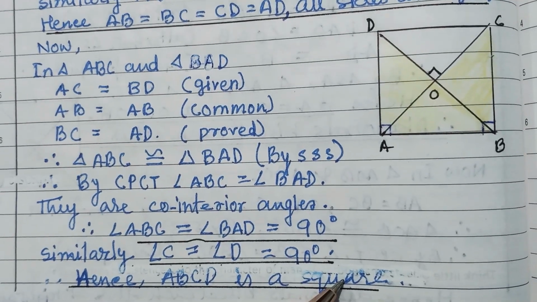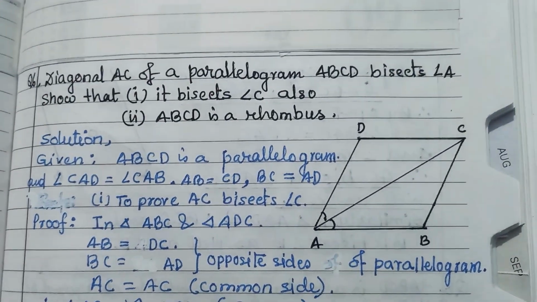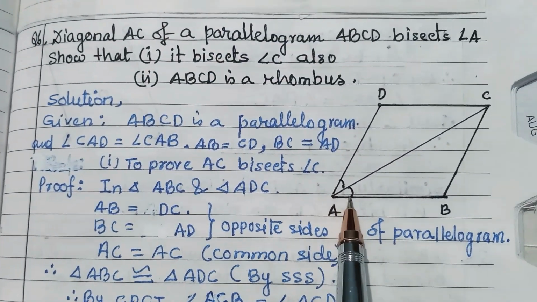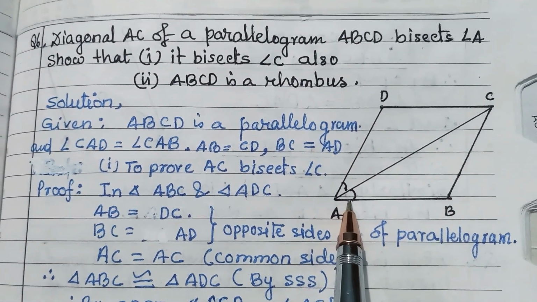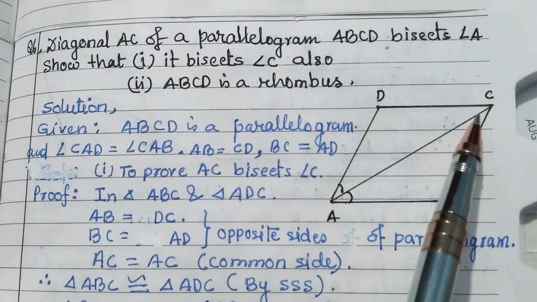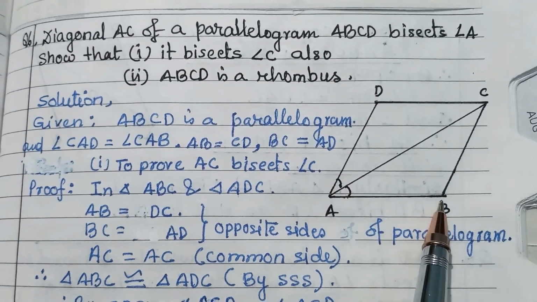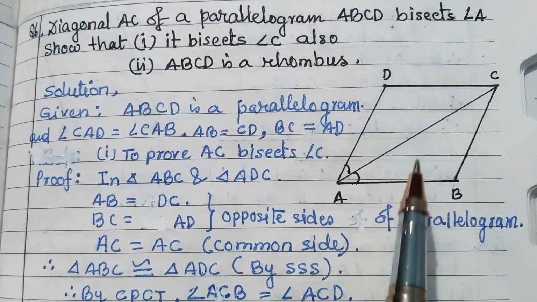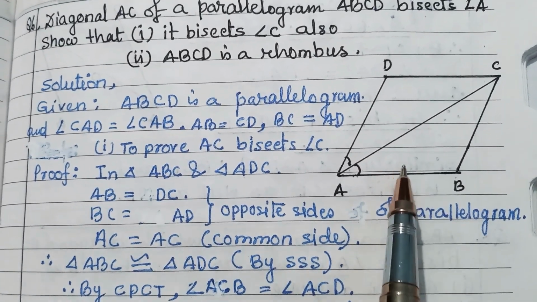Proved. The next question is: diagonal AC of a parallelogram ABCD bisects angle A. Show that it bisects angle C also, and that ABCD is a rhombus. We have to prove this. The property of a rhombus is that all sides are equal. If you prove only this one property, then you can say it is a rhombus.